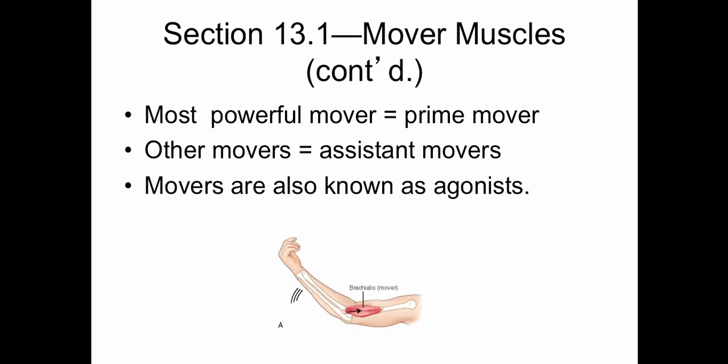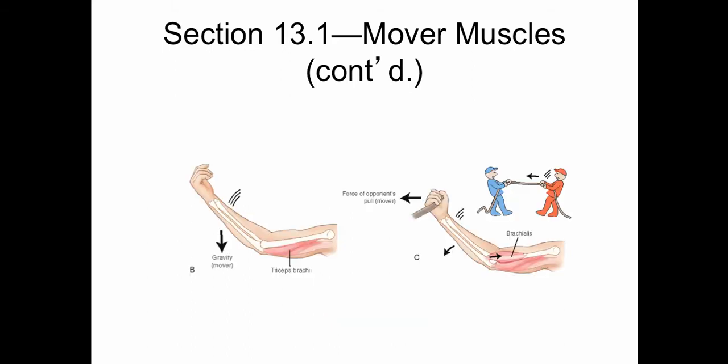In this illustration, the brachialis is the mover. Movers that do the same motion would be called assistant movers. Movers are also known as agonists. In the picture on the left, gravity acts as the mover. In the picture on the right, the force of the opponent's pull acts as the mover.